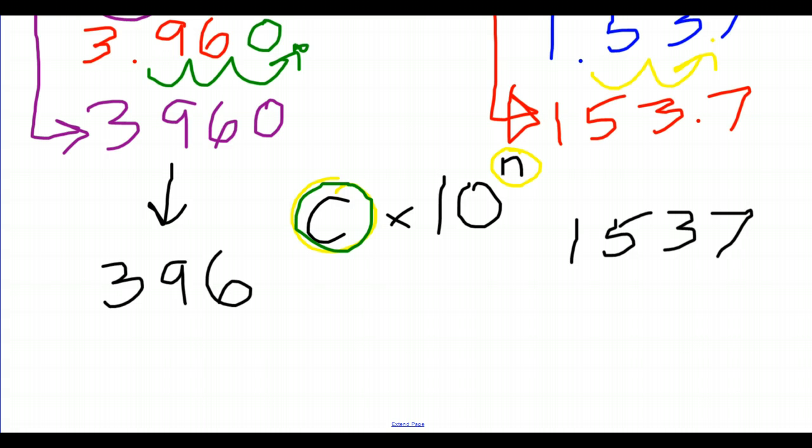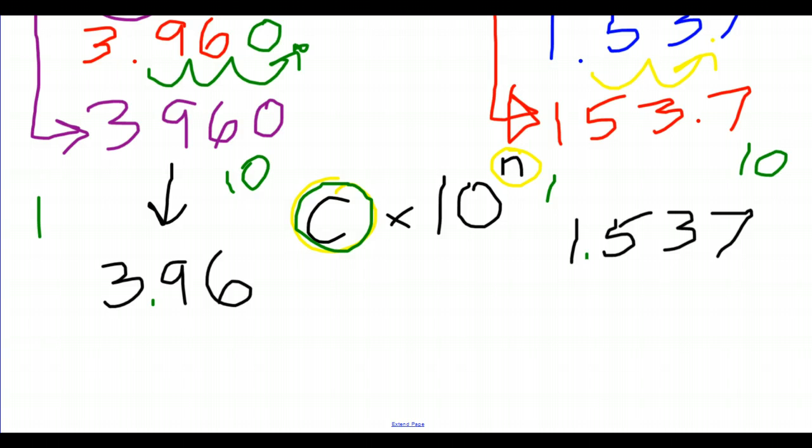And so what we want is we want this number to be between 1 and 10. Now 396 is definitely not between 1 and 10, but if we put the decimal place between the 3 and the 9, then it becomes 3.96, and that is between 1 and 10. And for the other number, it becomes 1.537, and that is between 1 and 10.